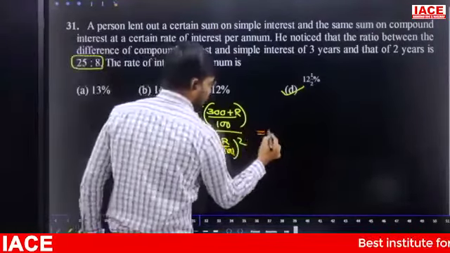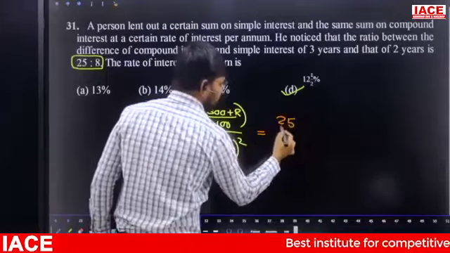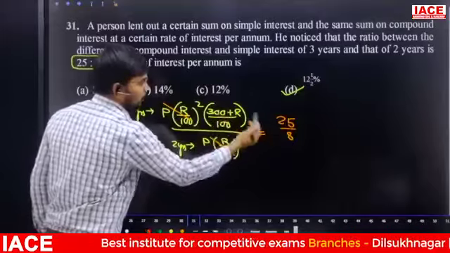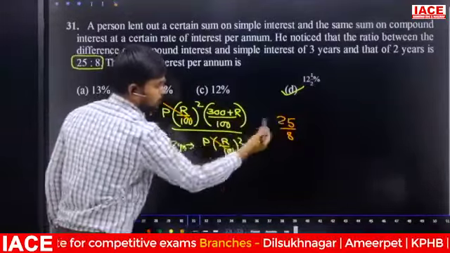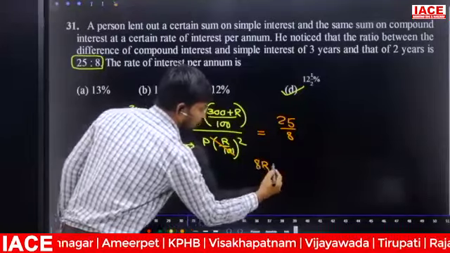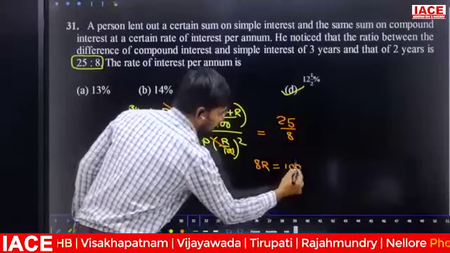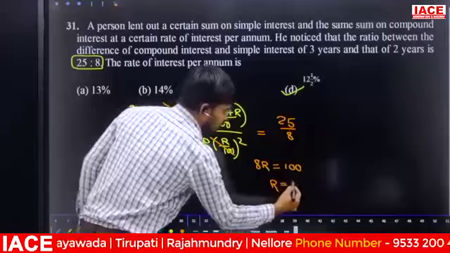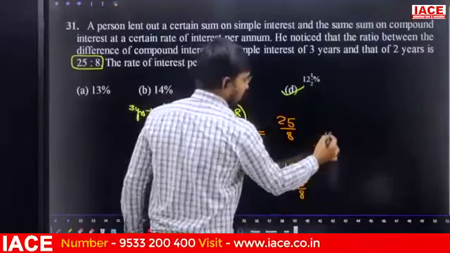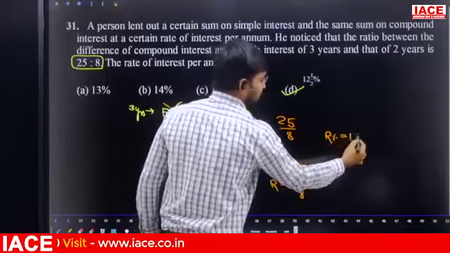Is equal to, that ratio is what? 25 by 8. 8 300 is 2400. 8 into R is 8R. This 100 comes to this side, 2500. Therefore 8R is equal to 100. If 8R is equal to 100, R is equal to 100 by 8. So 100 by 8 is nothing but what, amma? 12.5%. Therefore R percentage is 12.5%.